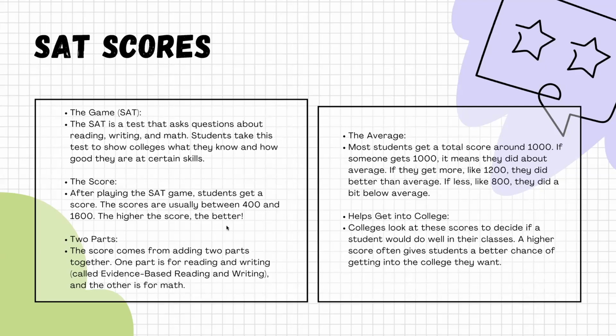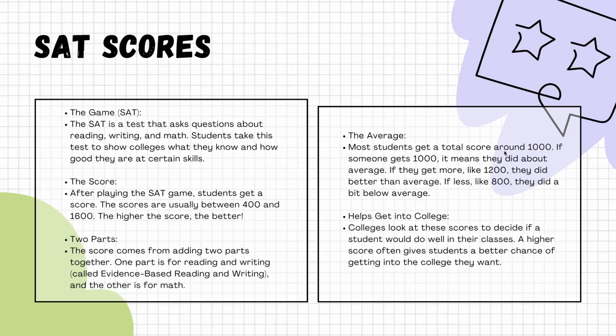So the score. After playing the SAT game, students get a score. The scores are usually between 400 and 1600. The higher the score, the better. There are 2 parts. The score comes from adding 2 parts together. One part is for writing and one part is for reading, called evidence-based writing and evidence-based reading, and the other is for math.